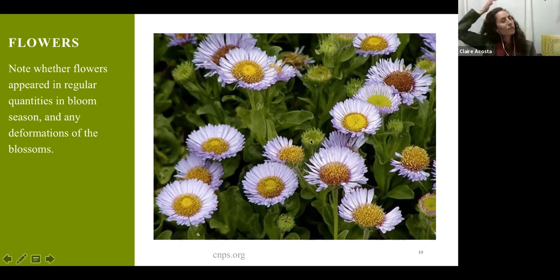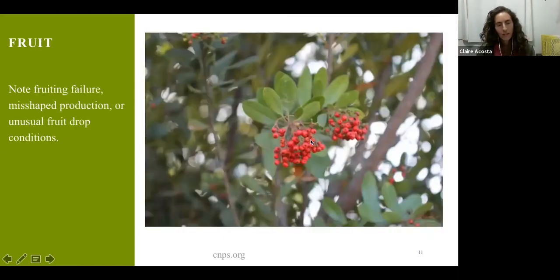Lastly, the fruit. Again, most natives don't really have these kind of showy fruits, but something like the Toyon, any kind of fruiting issues, again, misshapen or unusual fruit drop, maybe they all self-abort for some reason, or just the production is different. That would be something to take note of.